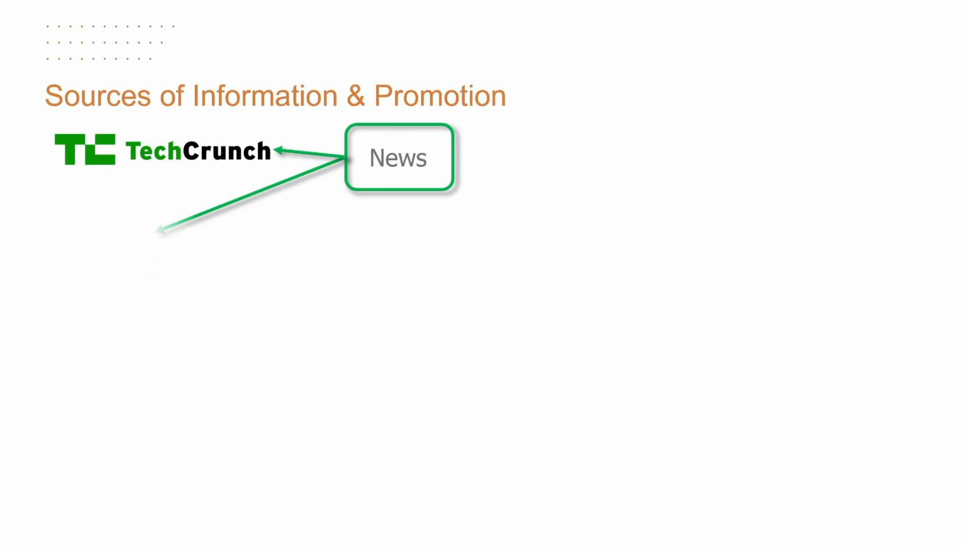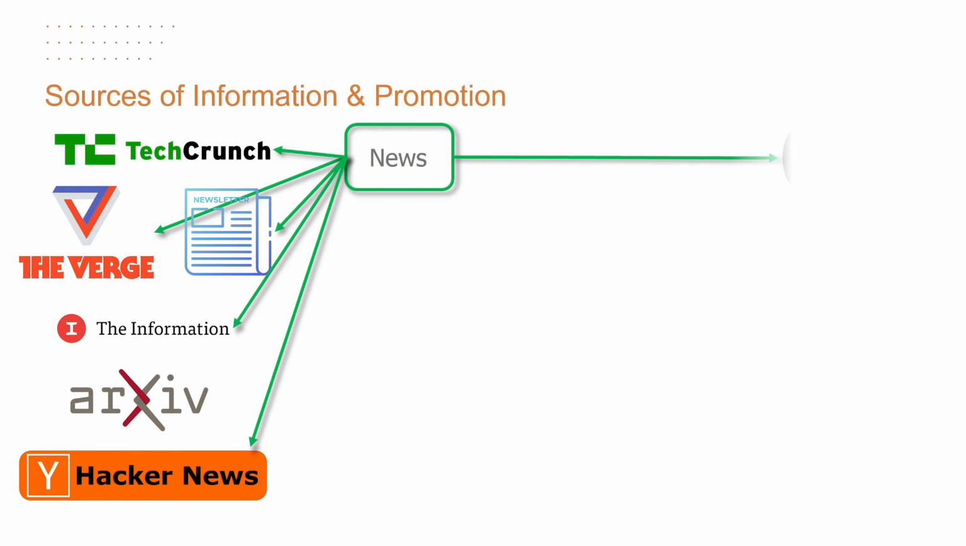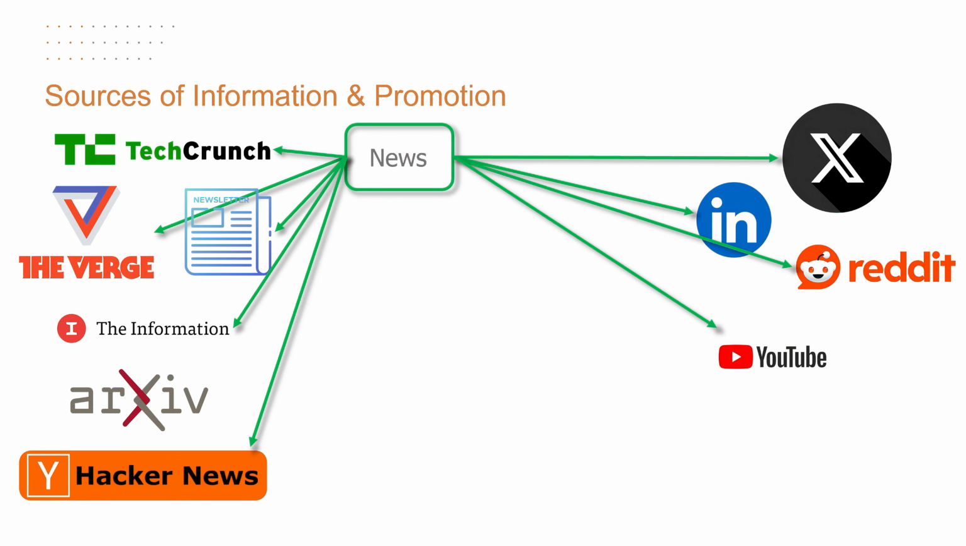AI is moving fast, and there are tons of ways to keep up with the latest news. I'll share some common sources and platforms so you can use them for both getting info and promoting your articles. Your sources can be news media, social media, newsletters, and official blogs. Outlets like TechCrunch, The Verge, or The Information are great examples.